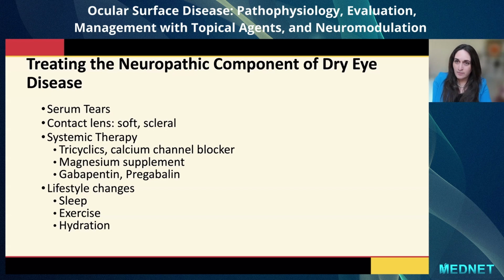There's a neuropathic component of dry eye disease, which is really important. Serum tears can help with that. Contact lenses are helpful. You also want to think about systemic therapy like gabapentin or pregabalin. And then also thinking about lifestyle changes. You want to think about sleep, exercise, hydration. So again, thinking about the patient as a whole.